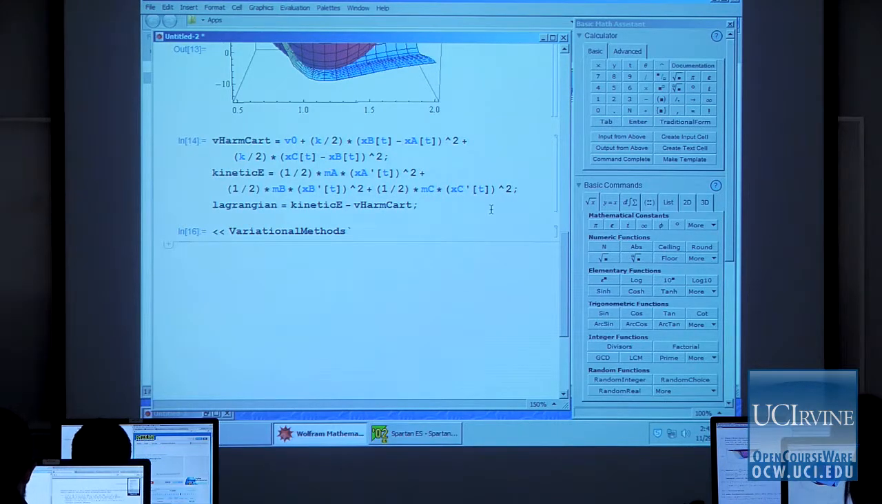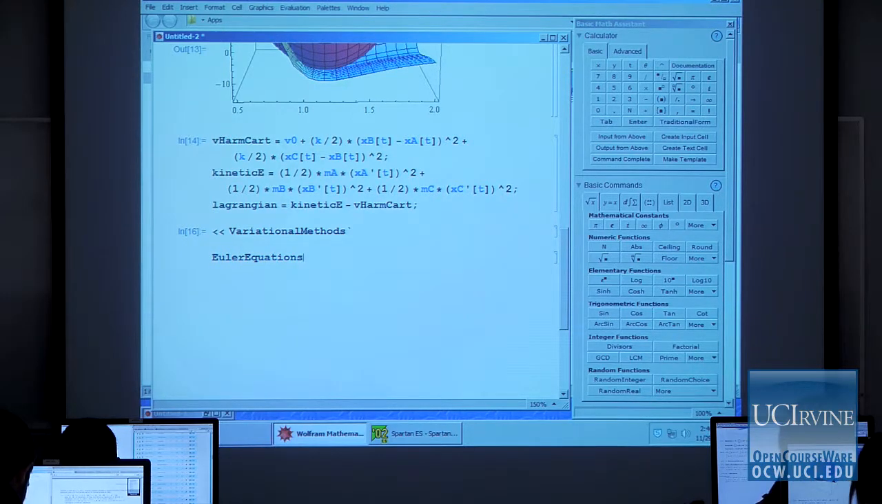And the command that we're going to use that generates the Euler-Lagrange equations is called Euler equations. Whoops, I have to spell it right. And then we put in the Lagrangian, and then we put in the variables that we want the equations for. So that's going to be x, we need a curly here, xa of t, xb of t, xc of t, and then we put in the time variable, which is going to be t.